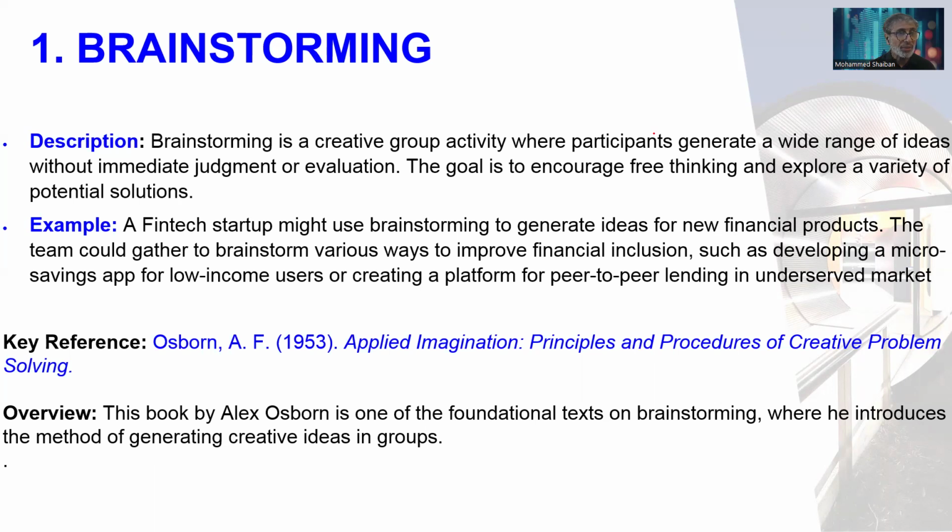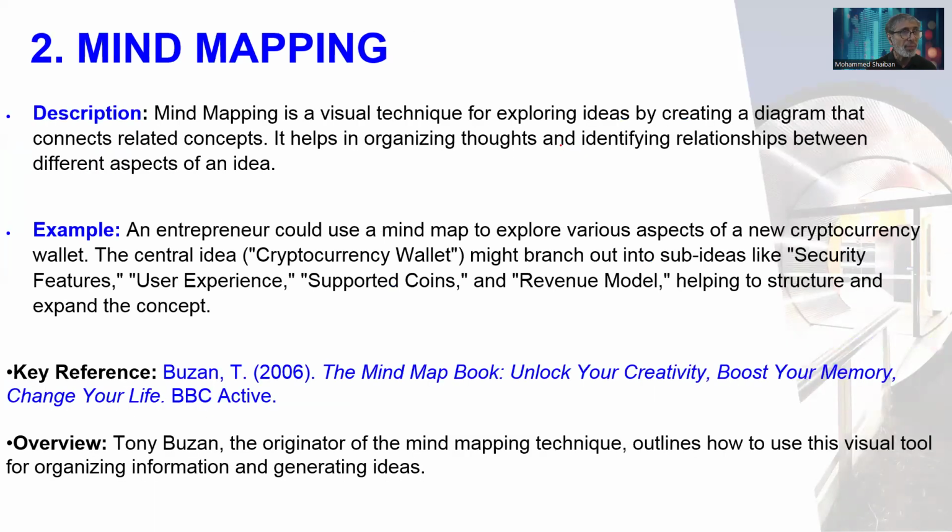Now, we can do brainstorming in so many things, but we are talking here about the context of fintech startups. The first one who started with this is Osborne in 1953, and this is a very, very old book. Everybody cites this writer, but he's the one who started with Applied Imagination, and he talked about the principles and procedures of creative problem solving, and he talked about brainstorming. So I bring the book if you want to look at it or read a review about it.